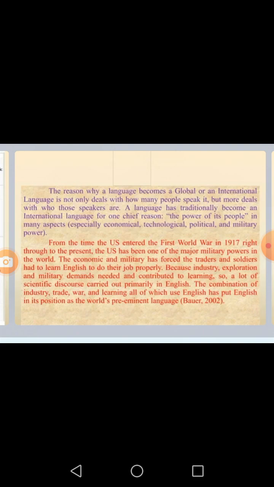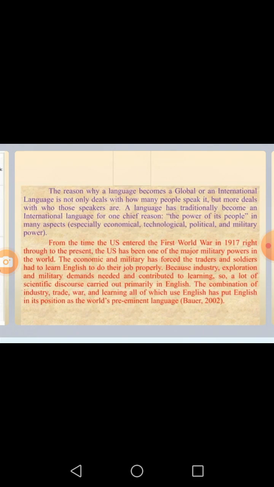The reason why English became a global or international language deals not only with how many people speak it, but more with who those speakers are. A language has traditionally become an international language for one chief reason: the power of its people, in many aspects, especially economic, technological, political, and military power.